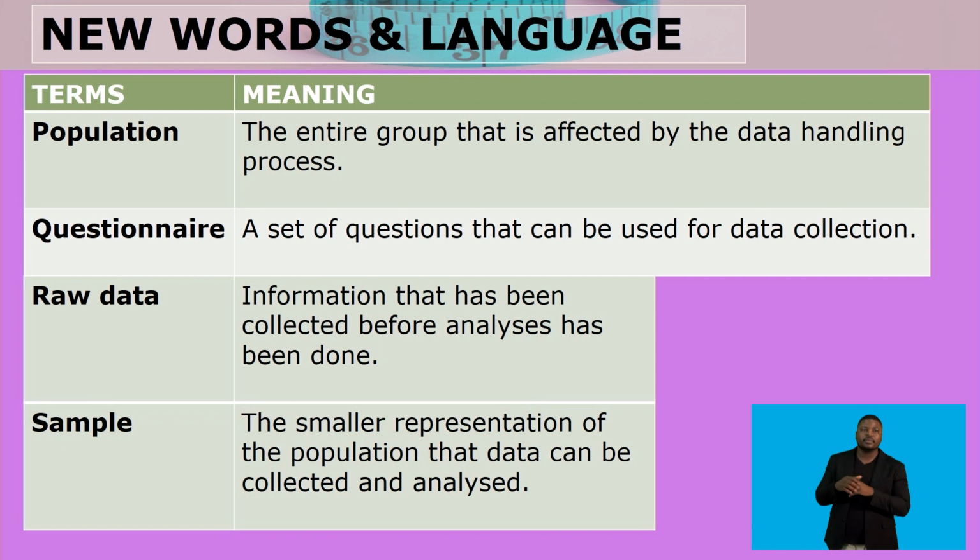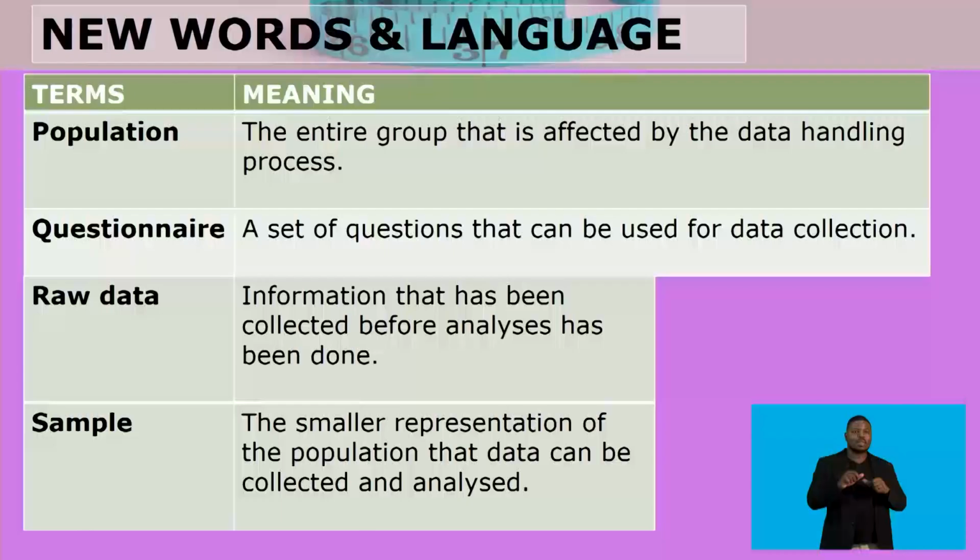We have got population, the entire group that is affected by the data handling process, everybody. The questionnaire, a set of questions that can be used for data collection. Raw data, information that has been collected before any analysis has been done. And the sample, the smaller representation of the population that data can be collected from and analyzed.